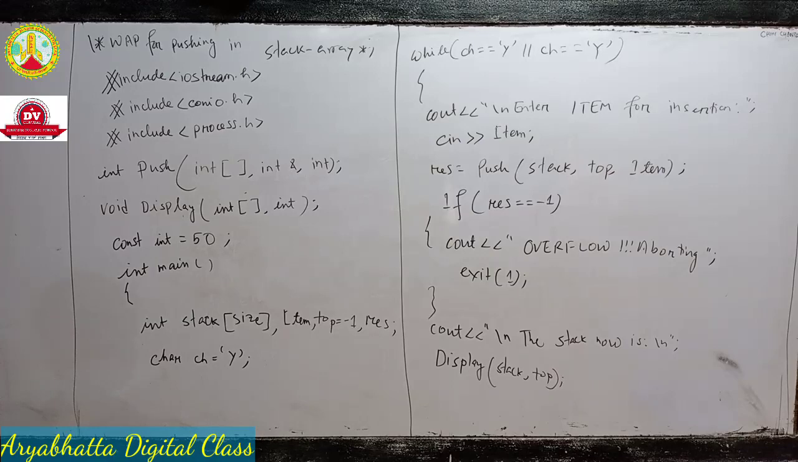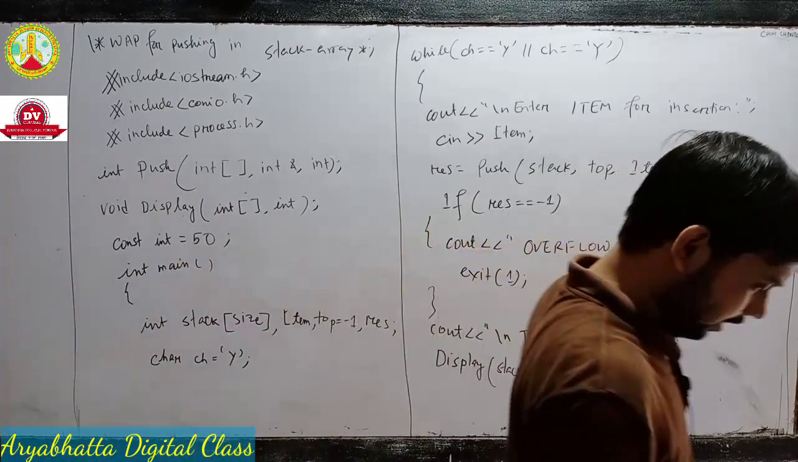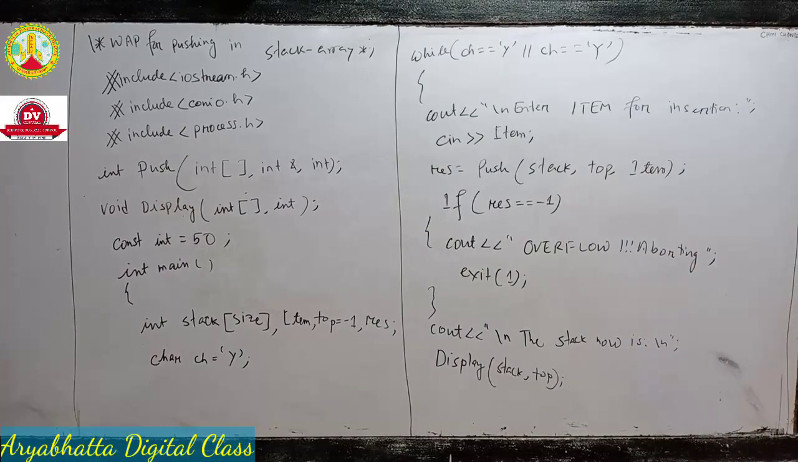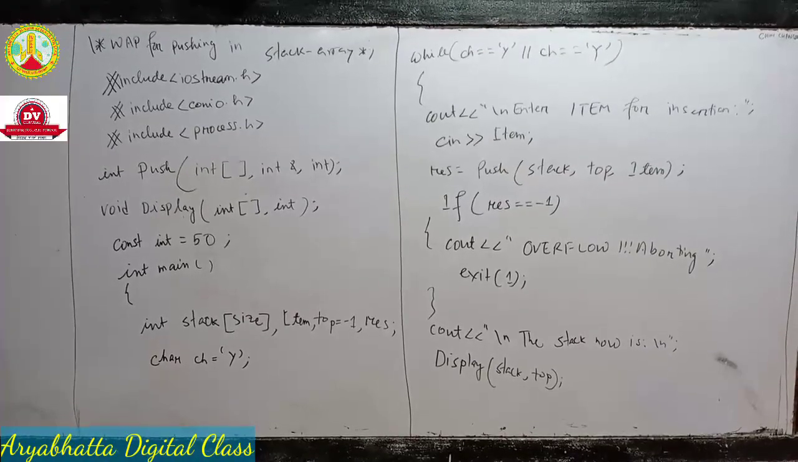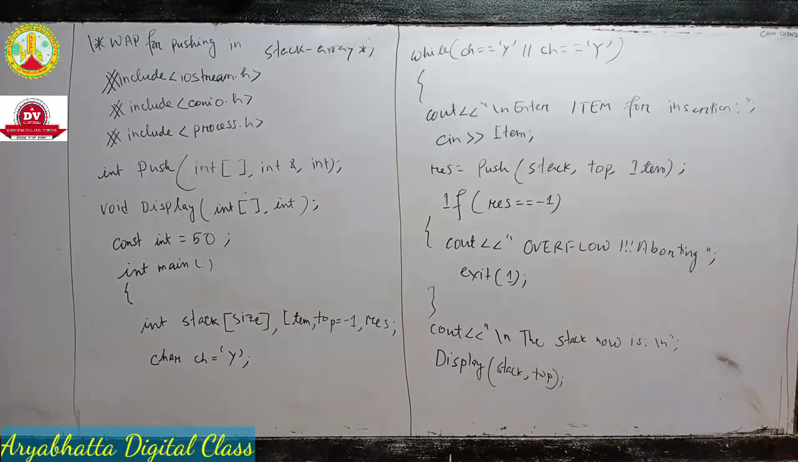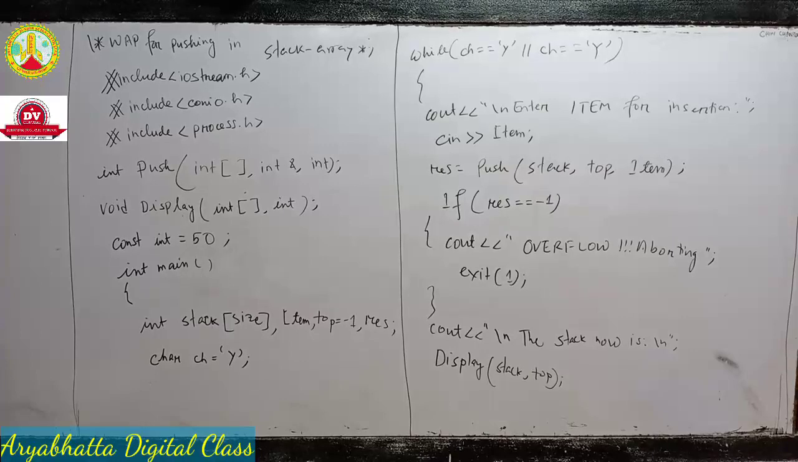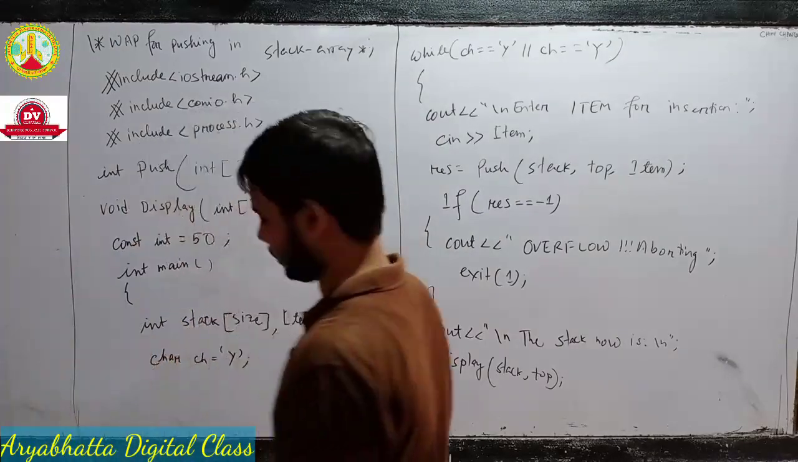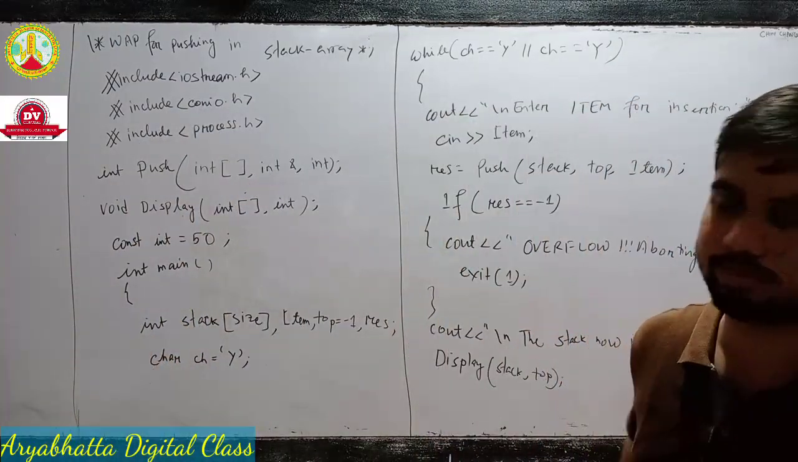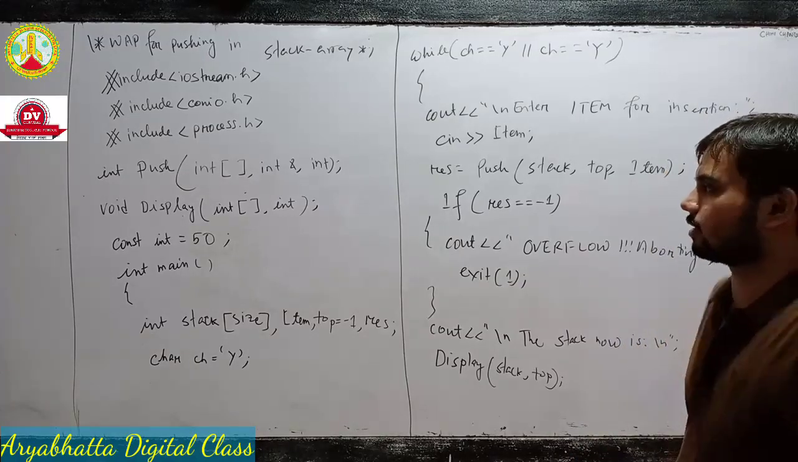First of all, I have to explain this part. You see, for pushing in stack array, we have to insert the element in this stack. We take 3 header files, right? The process header is used for the exit function. We declare 2 functions, int push and display, and we take the parameters. One is the array, the second one is a reference.